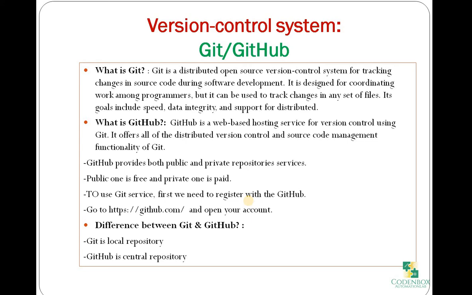On the other hand, when they push the code to store it in a central place or central repository, that's called GitHub. So our local repository on our local machine is Git, and the central repository, the web-based hosting service, has a URL and an account, and a specific URL for a specific project. According to that URL, we push our code to store it centrally. So that's called GitHub.